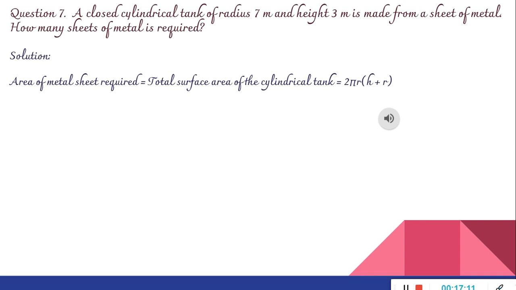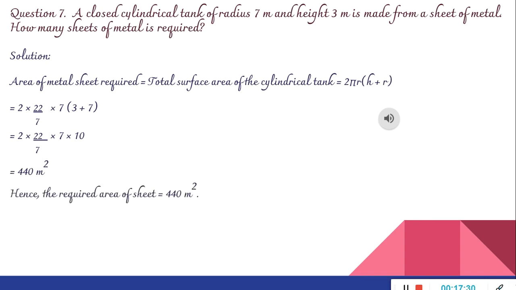So here 2 into 22 upon 7 into 7 into 3 plus 7. 3 plus 7 is 10. So 2 into 22 upon 7 into 7 into 10. That is equal to, 7 will cut, 22 into 2 is 44, 44 into 10 is 440 meter square. So the required area of the sheet would be 440 meter square.